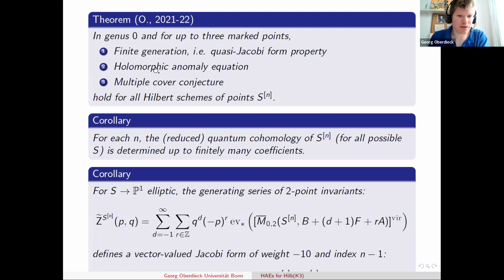And so there are 2 corollaries that you can get. One of them is that this reduced quantum cohomology of this Hilbert scheme is determined up to finitely many coefficients for each n. And then a second one is something about this generating series of 2-point invariants, that it defines a vector valued Jacobi form of weight minus 10 in index n. Sorry, this is missing down here. Basically taking values in the cohomology of the Hilbert scheme tensor itself.